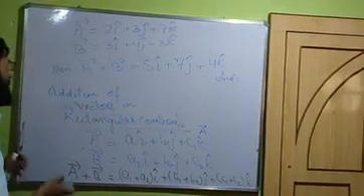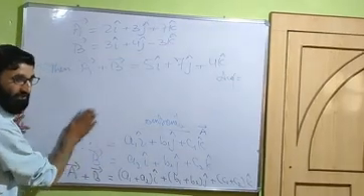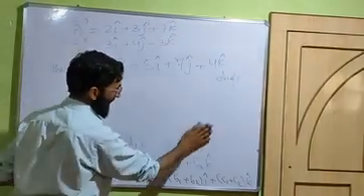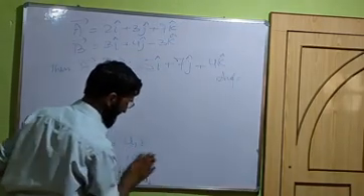Now we have one more topic in this vector chapter, that is subtraction of vectors. We have discussed addition, we have discussed multiplication. Now we have to discuss subtraction of these vectors.